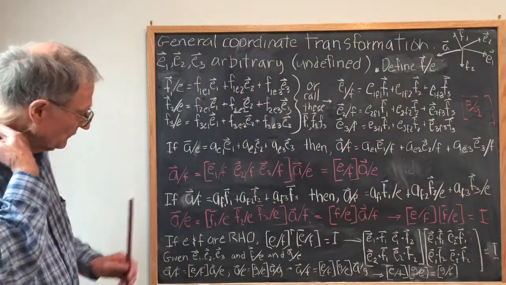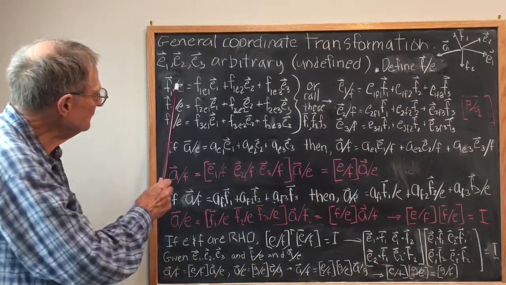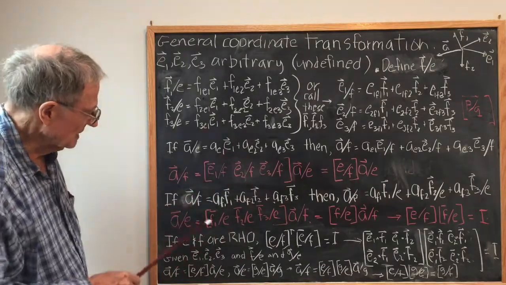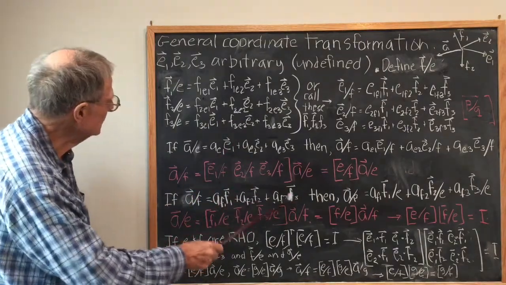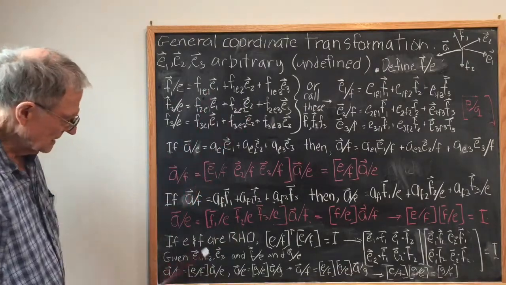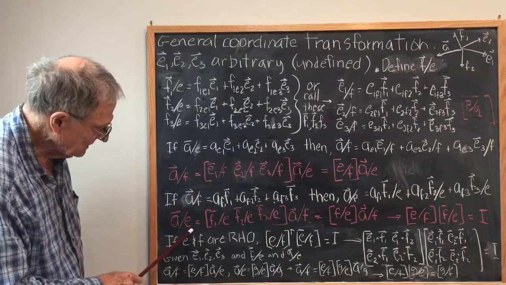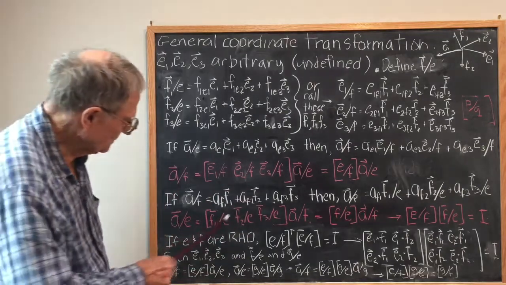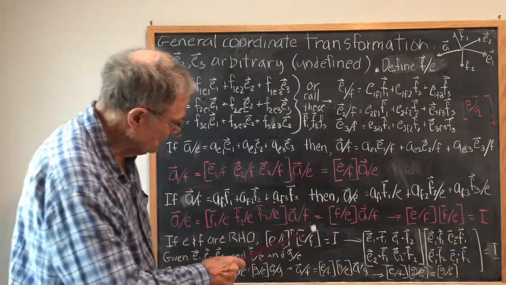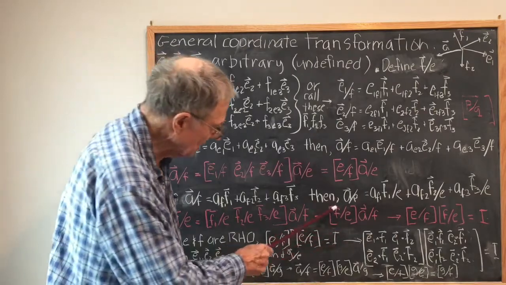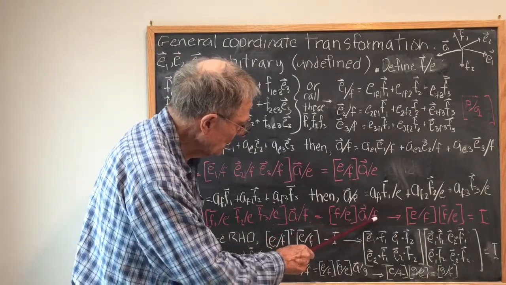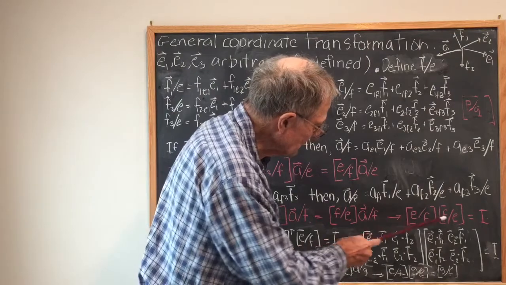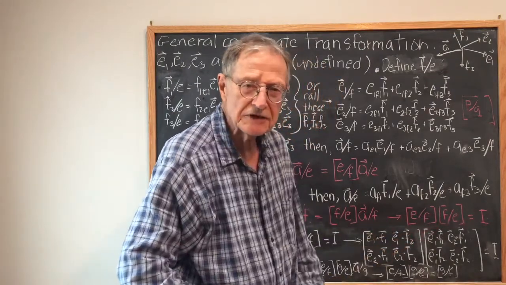On the other hand, if I start off with A in the F coordinate system, then doing the same thing I did here but in reverse, I can substitute for F1, F2, and F3 in terms of E1, E2, E3, and then I get that A with respect to E is, you can follow this at your leisure, the change of basis matrix F with respect to E times A with respect to F. Then from these two equations, you get that E with respect to F times F with respect to E is equal to the identity matrix I.